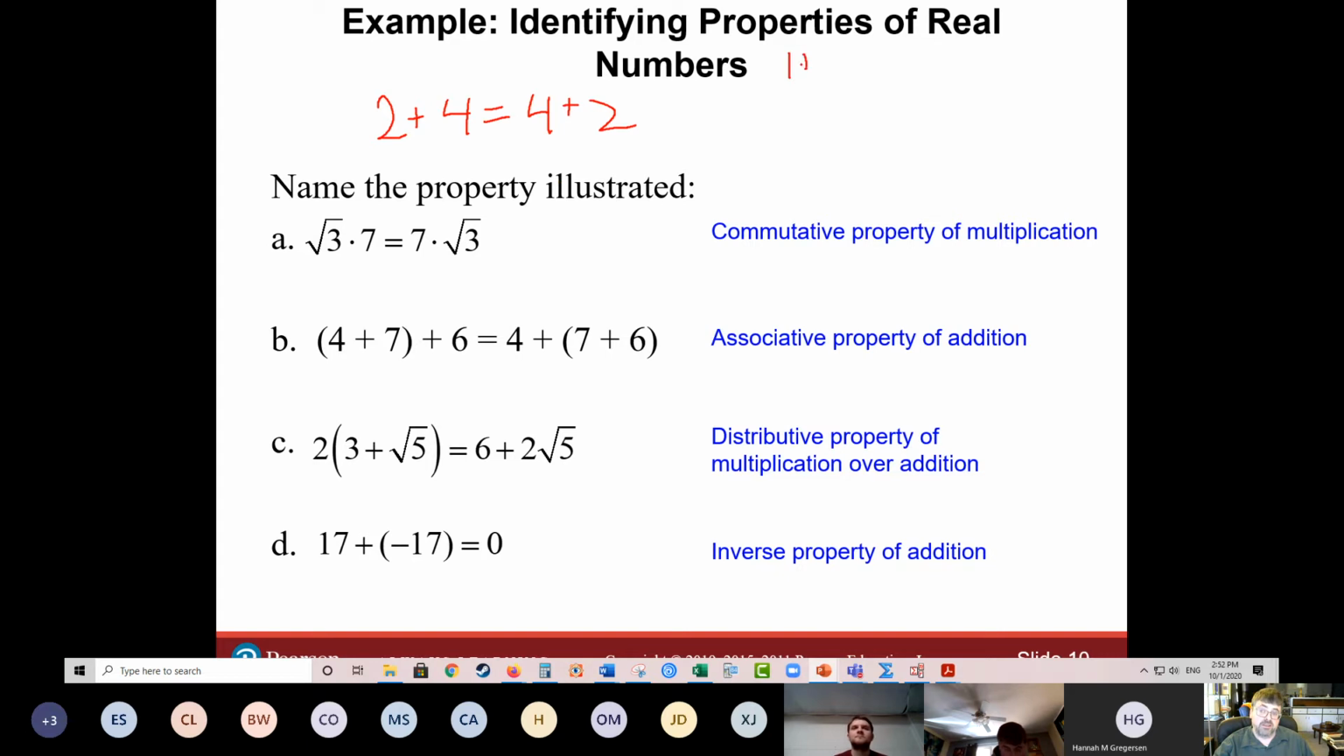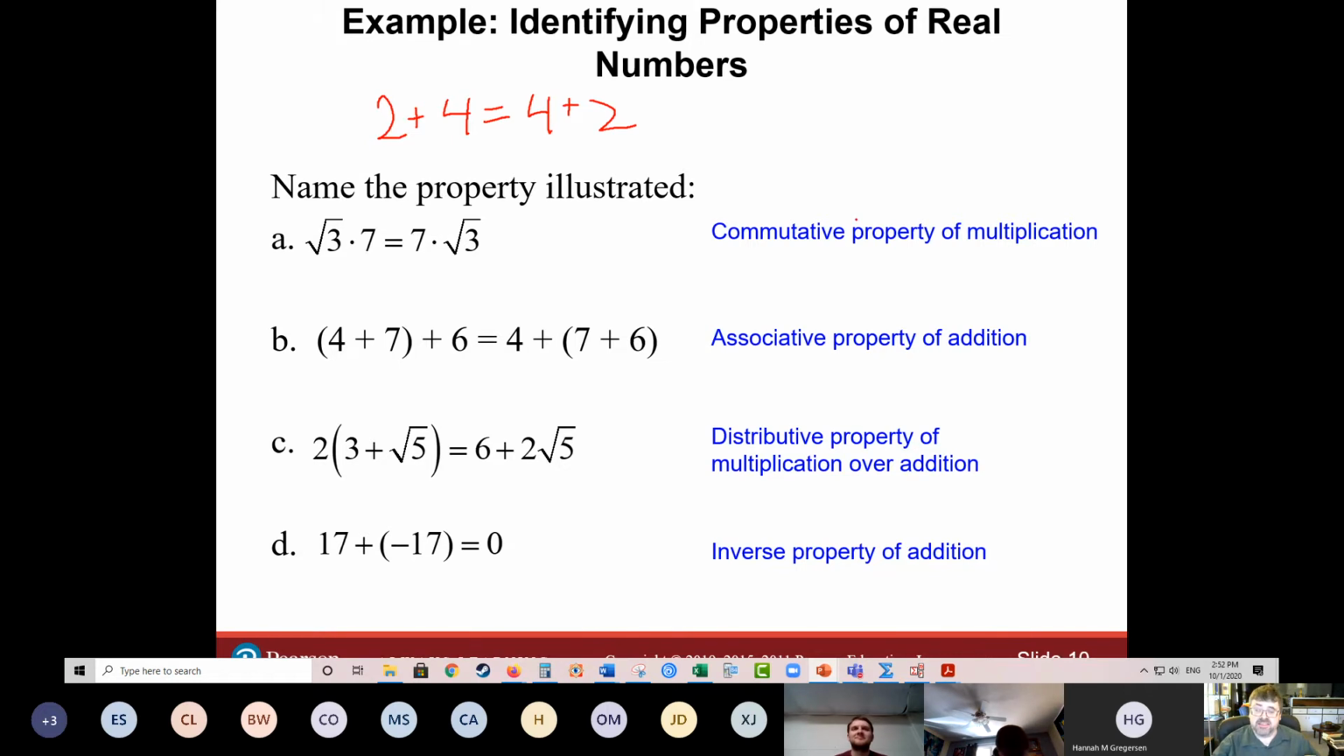Please don't write 1 plus 1 equals 1 plus 1 and say, oh, I switched the ones around. That doesn't work. It is a nice try, but it doesn't work. Okay, use different numbers. Don't repeat. So you might be asked to give an example.